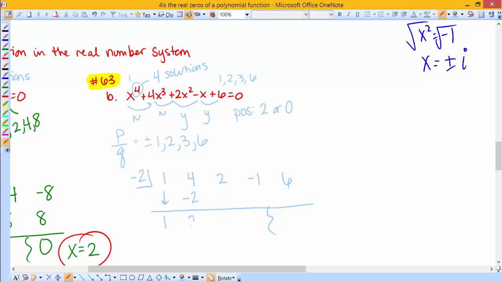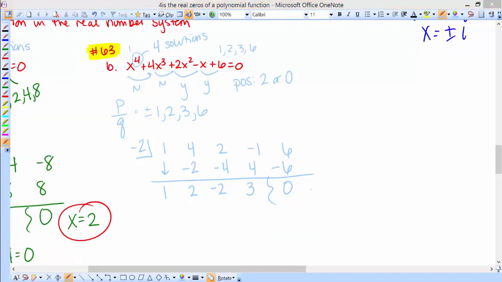-2, 2, -4, -2, 4, 3. Oh, okay. That wasn't so bad. So I only had to go through that twice. So what do I know for sure is a 0, -2. So I found 1 out of 4. So I am left with 3 more.